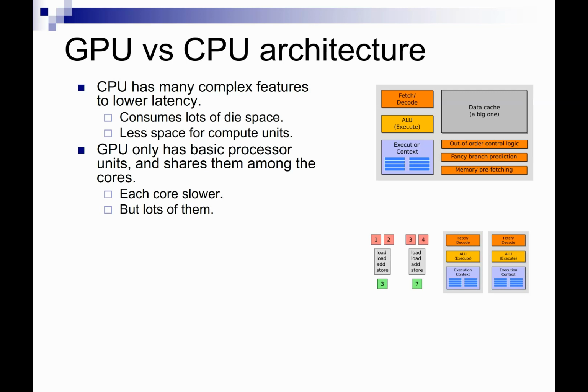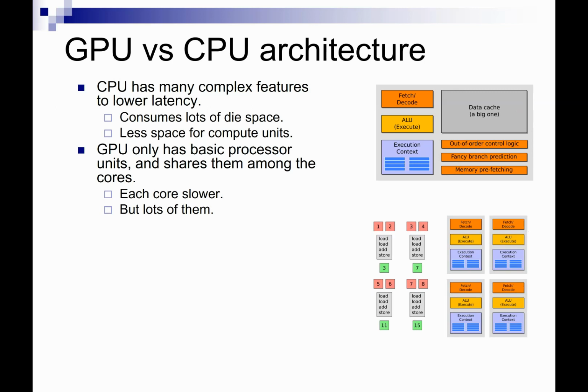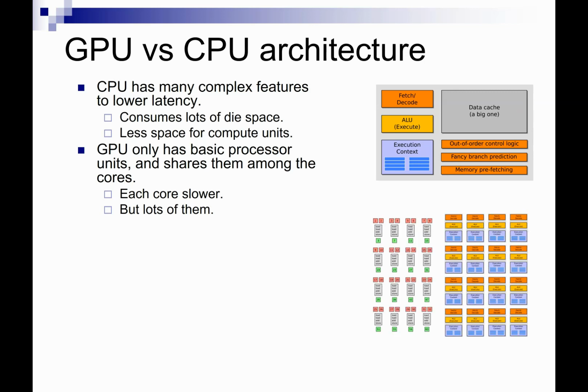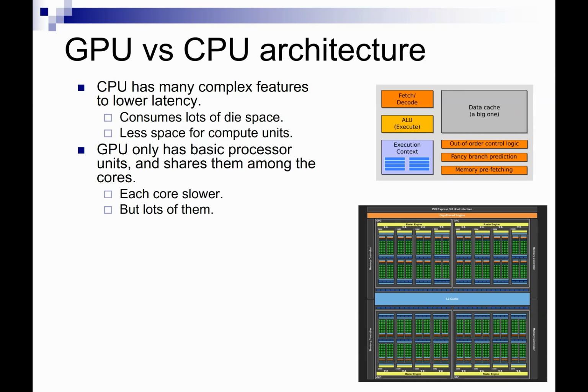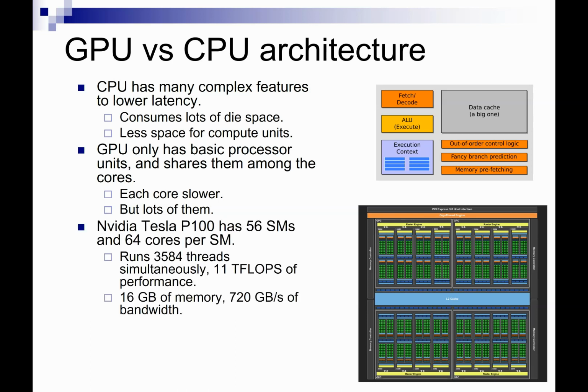It just has a few components: you can fetch the instructions, you can compute the instructions, and then you need registers. So it does away with all of these other complicated CPU features, and therefore each GPU core can be made much smaller than a CPU core. And because you can make these GPU cores smaller, you can fit more of them in the same area. So in the same area that you can fit a few dozen CPU cores, you can fit thousands of GPU cores.